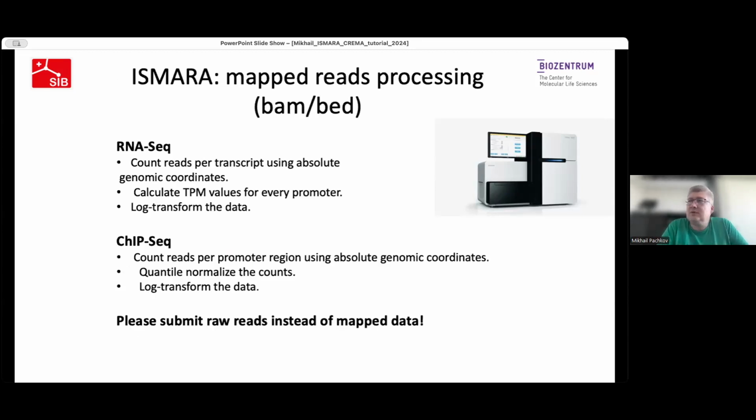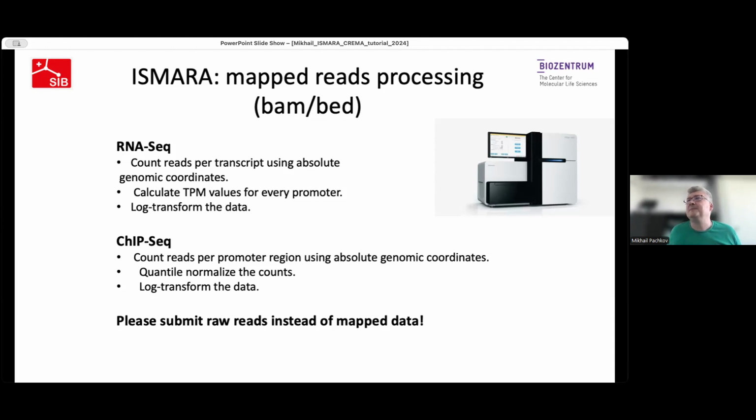It's also possible to upload not the raw reads, but mapped reads, like in BAM or BED format. In this case, we just use absolute genomic coordinates to count reads in the transcripts. Then again, we calculate TPM values for every promoter, log transform the data, and process it. We strongly recommend, if you have a choice, to submit the raw data instead of mapped data, just to keep a consistent processing of the data within the ISMARA pipeline.